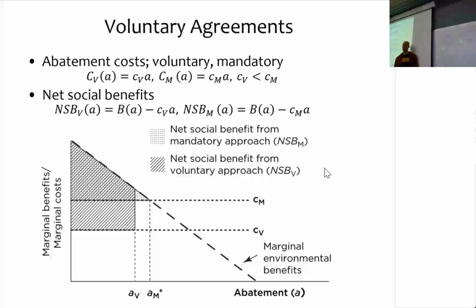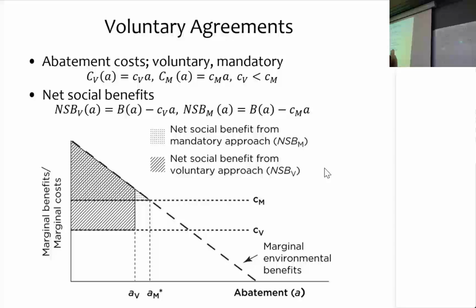Typically, in return for disclosing this information to the regulator, industry negotiates a more lenient target. So abatement goes from here, mandatory abatement, to voluntary abatement, right? So they disclose this information and in return they get a more lenient treatment. Is this a good thing or a bad thing?